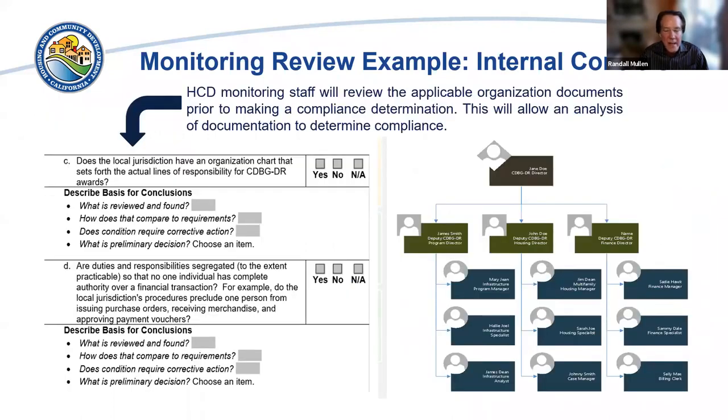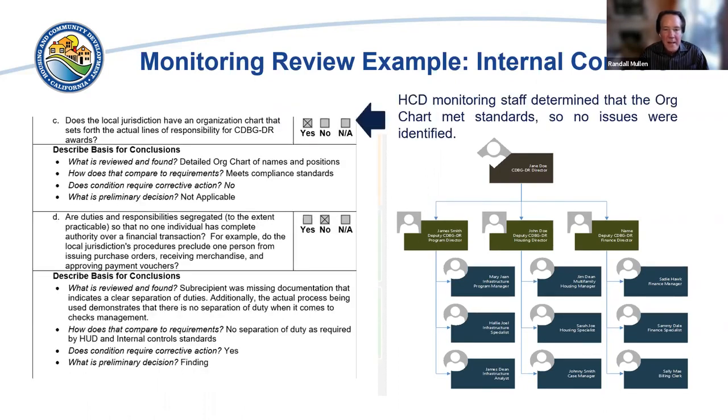The organizational chart is an example of how a jurisdiction can demonstrate internal controls. So the HCD monitoring staff will review the applicable organizational documents prior to making the compliance determination. And this allows them to, similarly, as with the earlier examples, determine that the documentation meets the compliance standards. And in this case, because there were sufficient organizational charts demonstrating a separation of duties, the HCD monitoring staff determined that the organizational chart satisfies the standards and no issues are identified in this example.